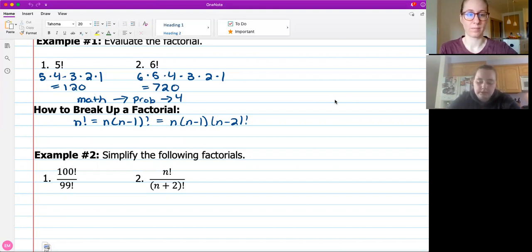So this first one, that top one should be 98 factorial.